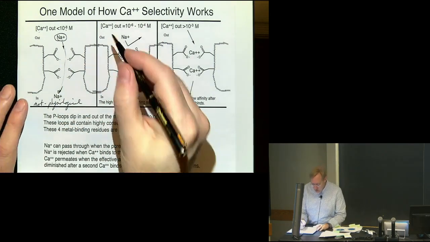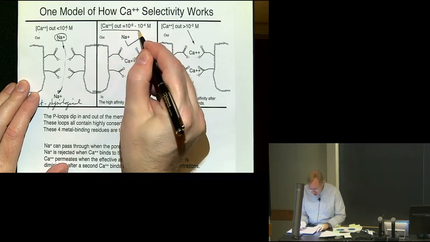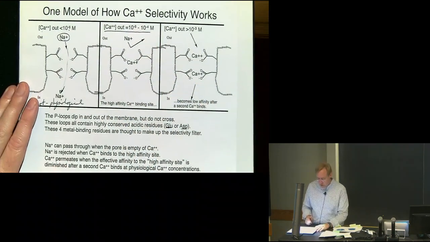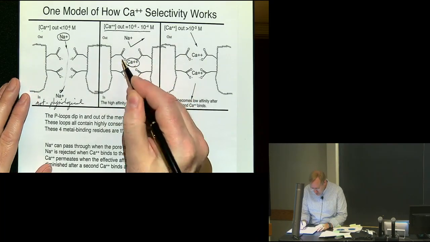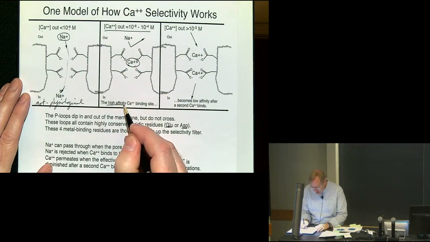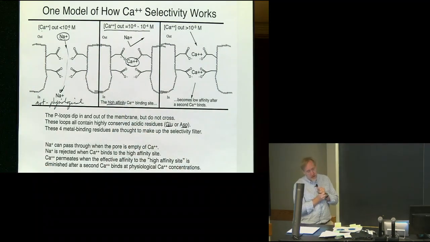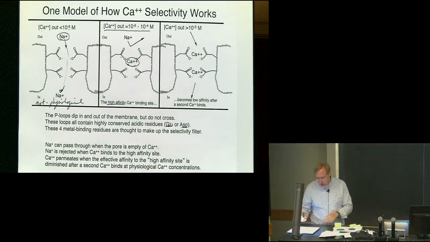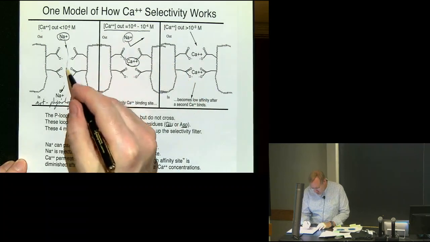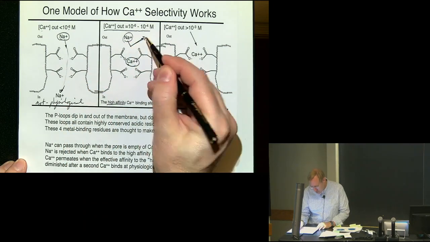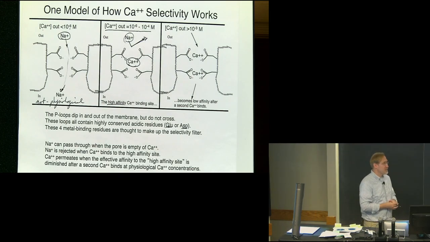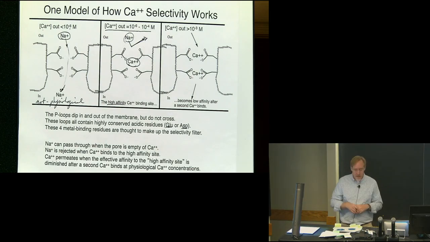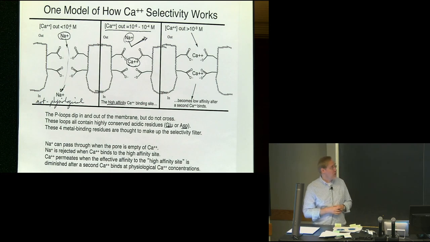But when you have sort of physiological ranges of calcium there, one calcium ion binds to the residues in this P loop, and it's high affinity, so it binds really, really tightly. And by binding there, all these other ions, like sodium, that might otherwise pass through, boink, can't go through the channel. So that's neat for excluding other ions, but what we really want to do is transport the calcium ions.